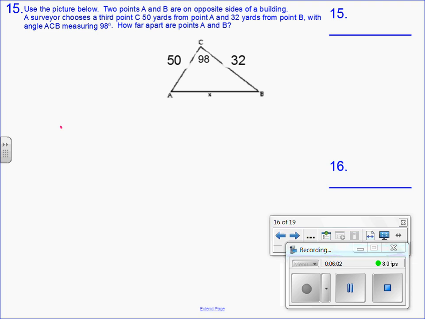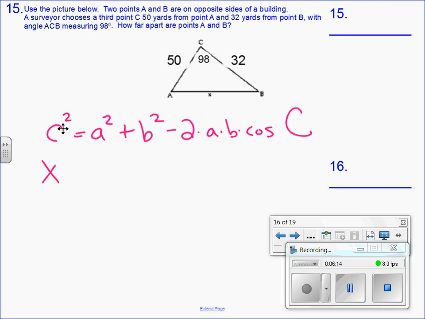I'll put it on here so the people in the video can see it. This is the formula that we'll be using on this problem because it will be able to handle the cosine C, the 98. X will act as our small c, so we can put that in. The 50 and 32 will act as our A and B, so we can put those in.